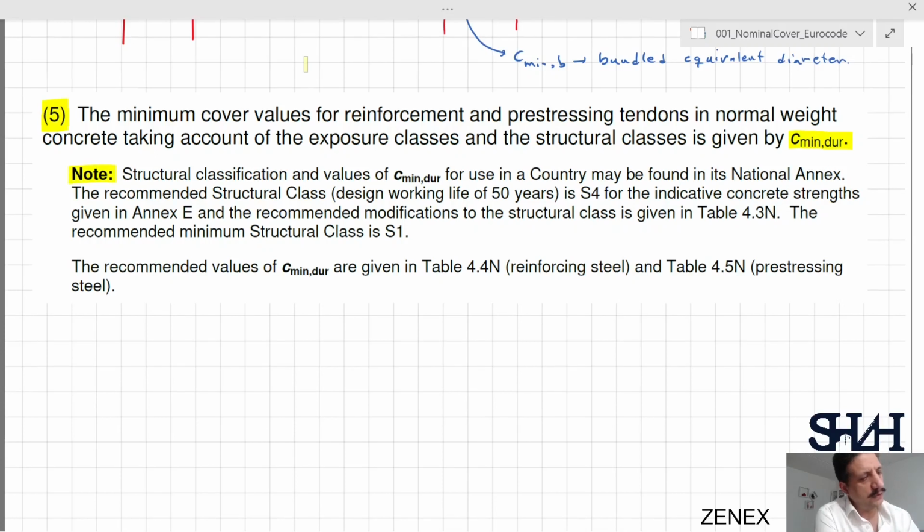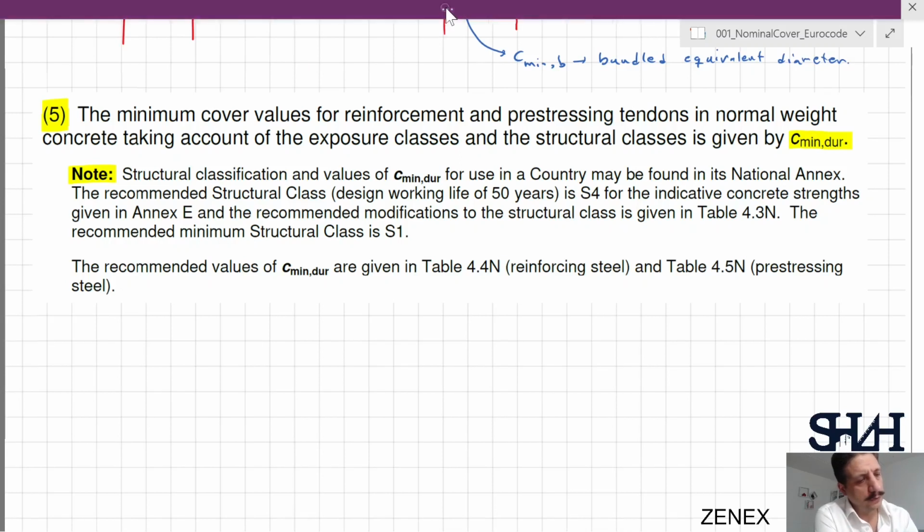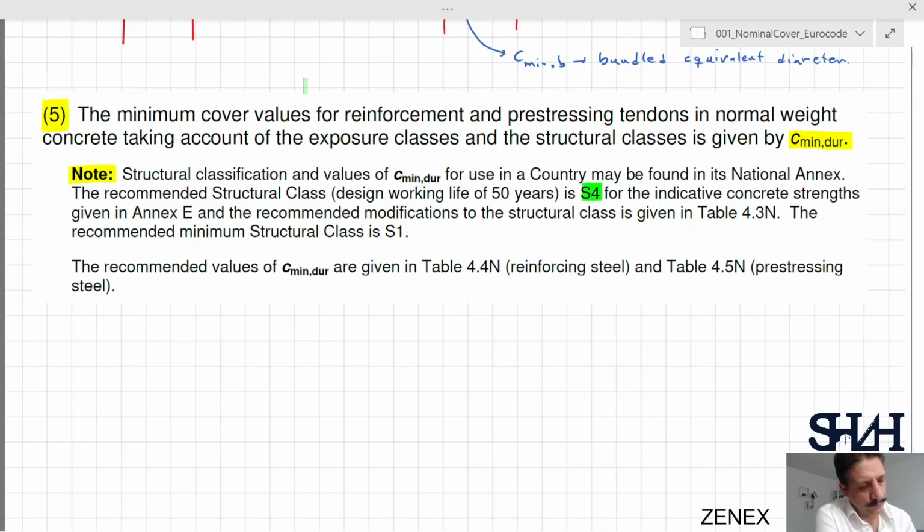There is an important note: a structural classification and values of C minimum durability for use in a country may be found in its national annex. The recommended structural class for a design working life of 50 years is S4. For the indicative concrete strengths given in Annex E, the recommended modification to the structural class is given in Table 4.3. The recommended minimum structural class is S1.